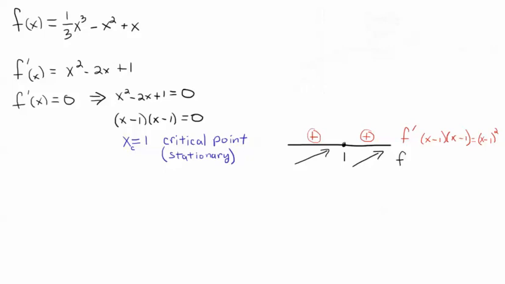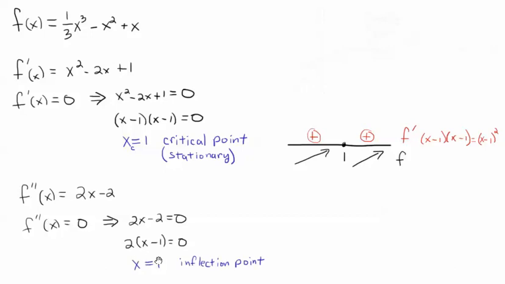Okay, now let's take a look at the second derivative, and just take the derivative of this expression here, and I get a 2x minus 2. F double prime is 0. That implies that 2x minus 2 equals 0. So now we just simply factor that out, and x equals 1 is the inflection point, which is also the critical point. Okay, so something funny is going on here, and you'll see exactly what that is in a moment.